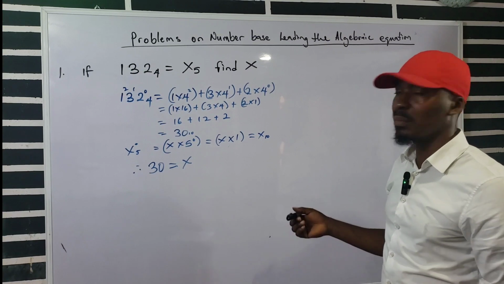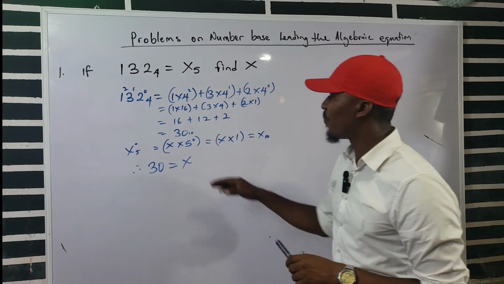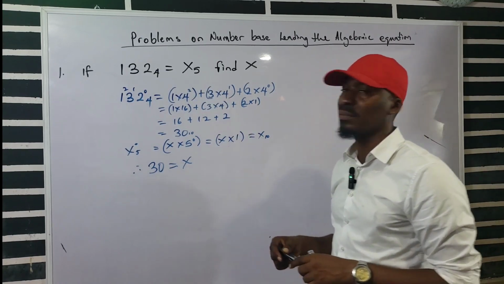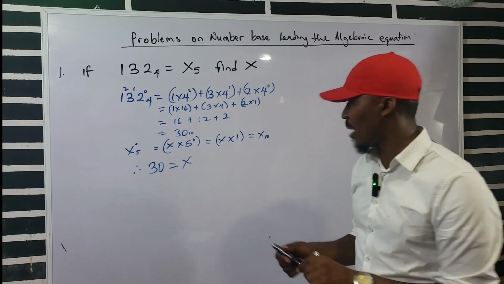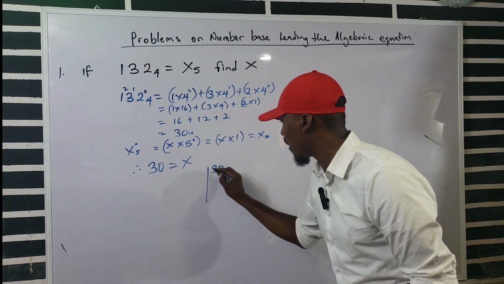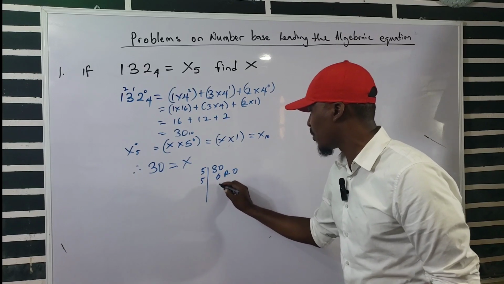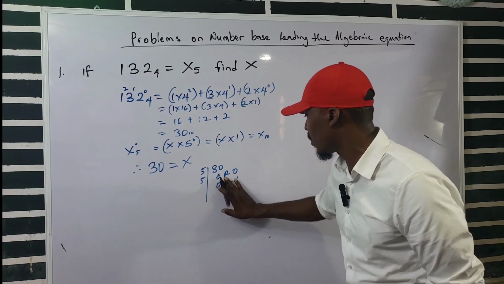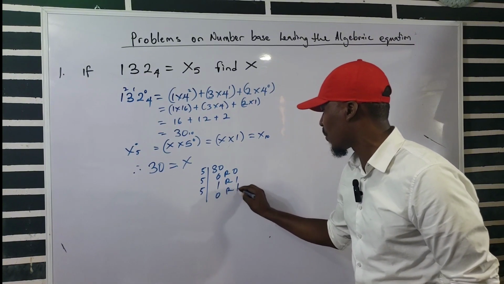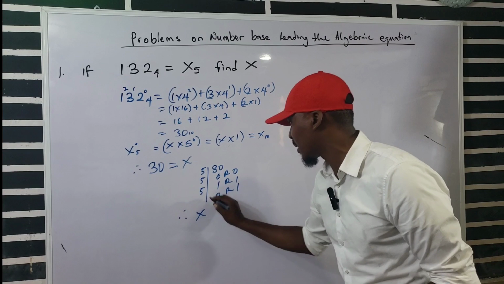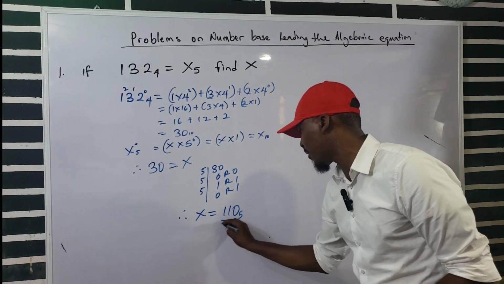Okay? Are we done? No. We are not done because they ask us to find x in base 5. x has to be in base 5. So 30 in base 5, what are we going to have? You convert 30 to base 5. 5 into 30, you have 6 remainder 0. 5 into 6, you have 1 remainder 1. 5 into 1, you have 0 remainder 1. Therefore, your x is equal to 110 in base 5.